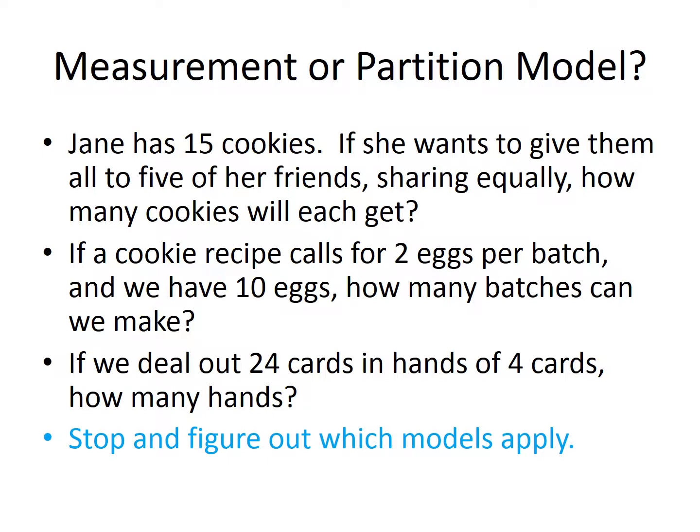And the third one is a little tricky. A lot of people call the partition model the divvy up model, and they talk about dealing cards. But this is not quite the same. We're cheating a bit. We're giving whole hands out, 4 cards apiece. So I'm subtracting 4 over and over and over again. This one would actually be measurement.